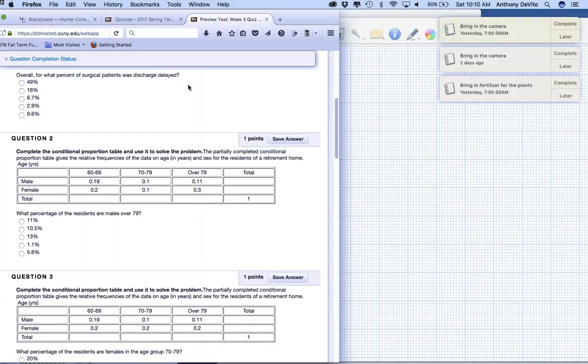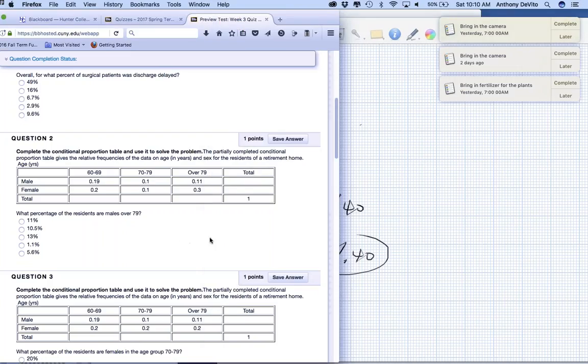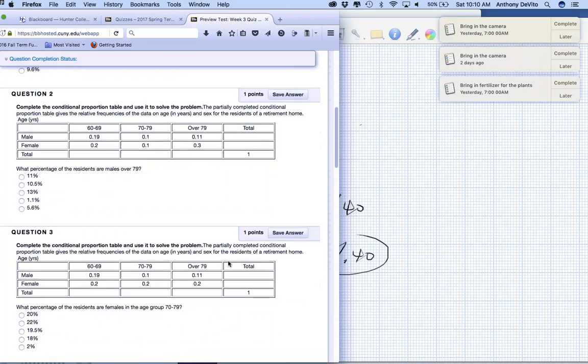So what percentage, did I get everybody? What percentage was over 79? Well, it's just these two groups, which are 0.11 and 0.1, or in other words, 0.21 over 0.40. That's the proportion of males that were over 70 years old. What proportion were over 79 is actually what they ask. That would be 0.11 over 0.40. Okay, so I think you guys are pretty solid on that. So I'll move on.